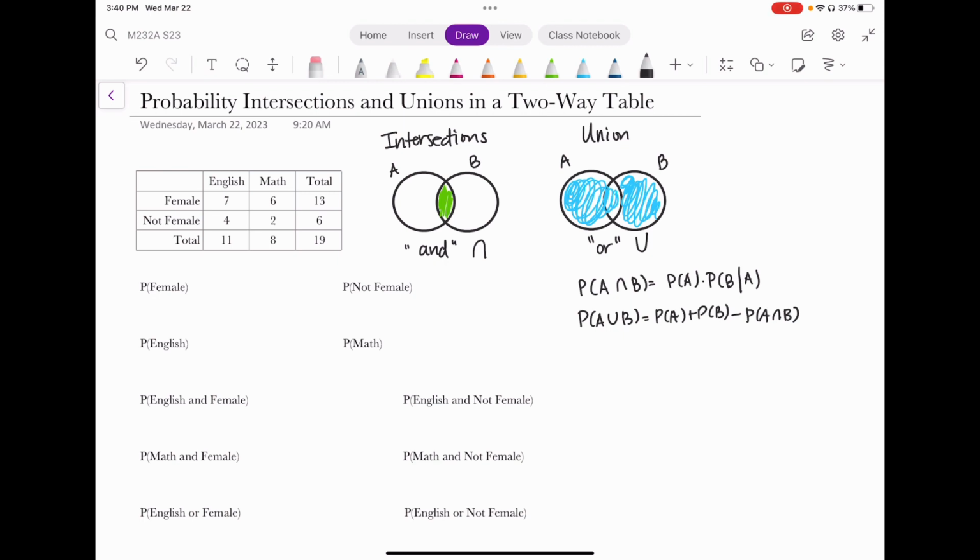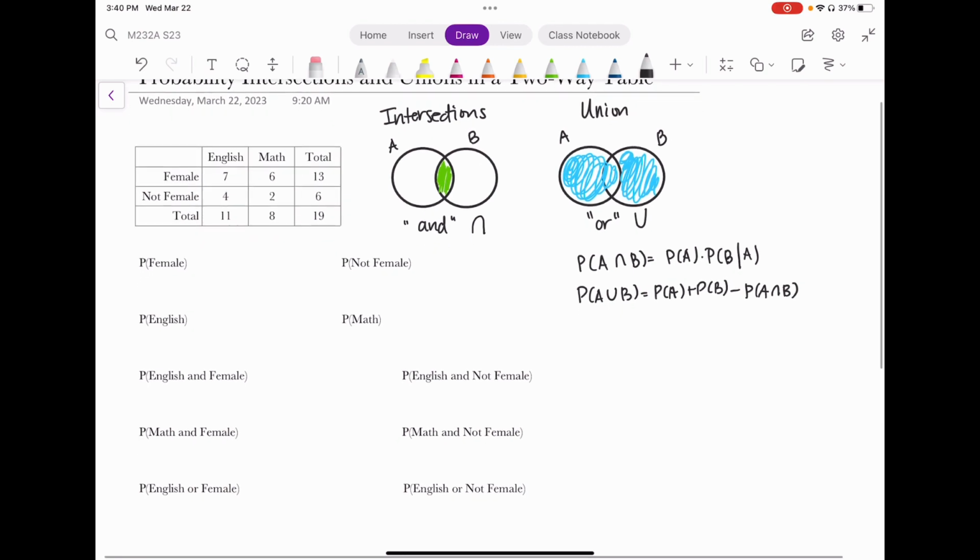But using a two-way table, it's actually a little bit more straightforward. You can just look and see where the intersection is. You don't have to multiply because you're given in the chart where they intersect. So again, we'll start with our marginal distributions. The probability of being female is 13 out of 19 total. The probability of preferring English was 11 out of 19 total. Not female was 6 out of 19 total, and preferring math was 8 out of 19.